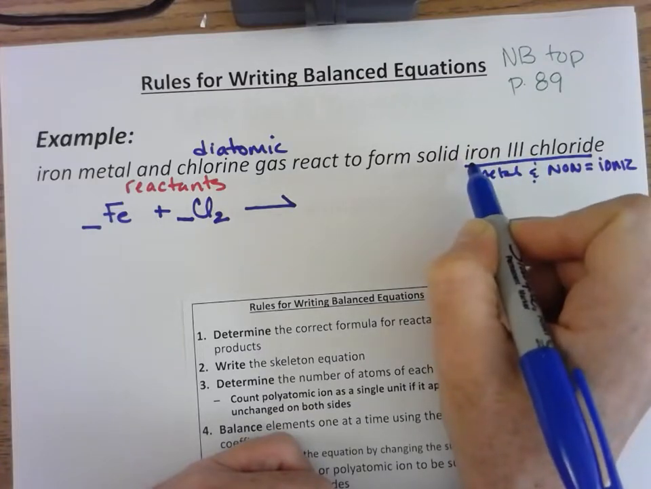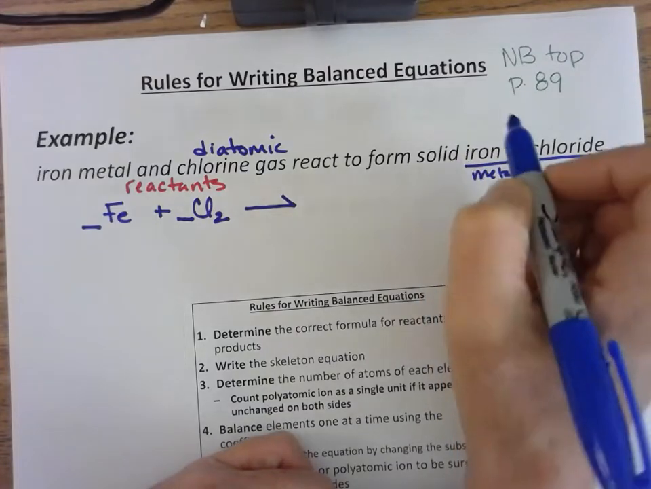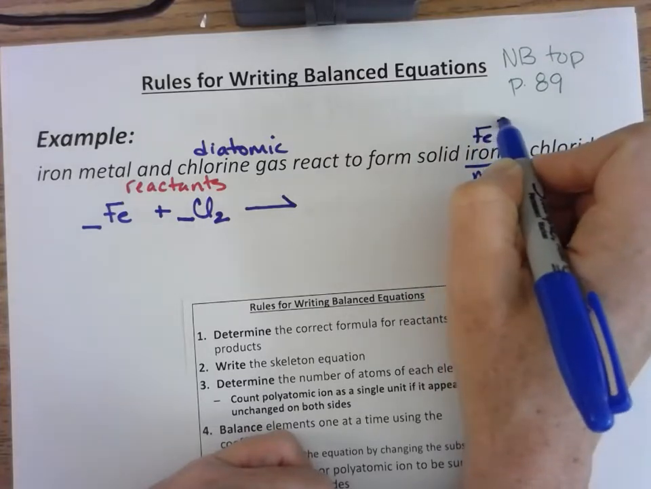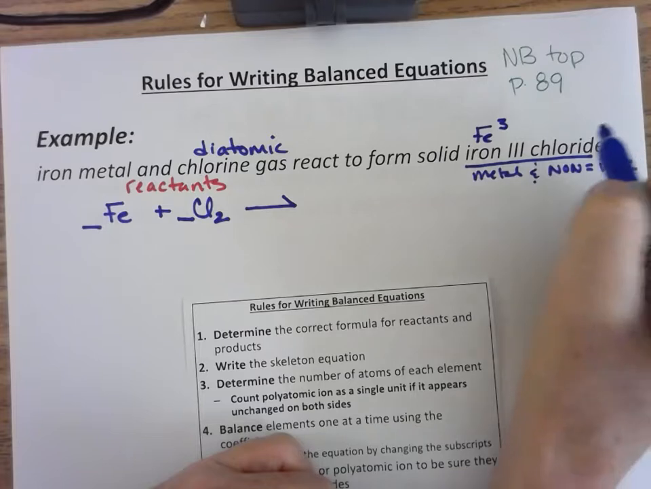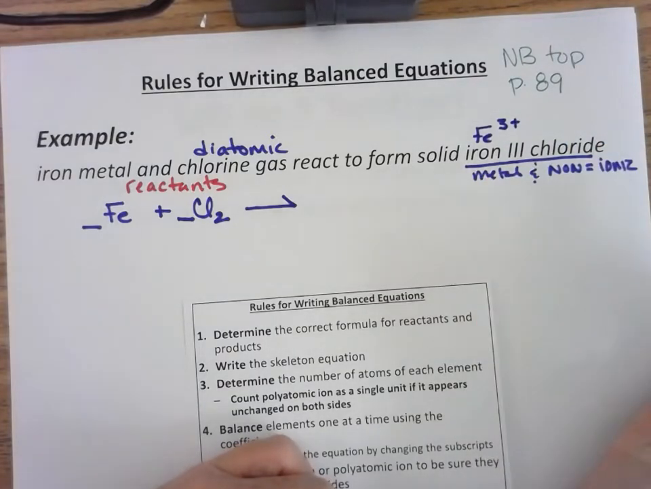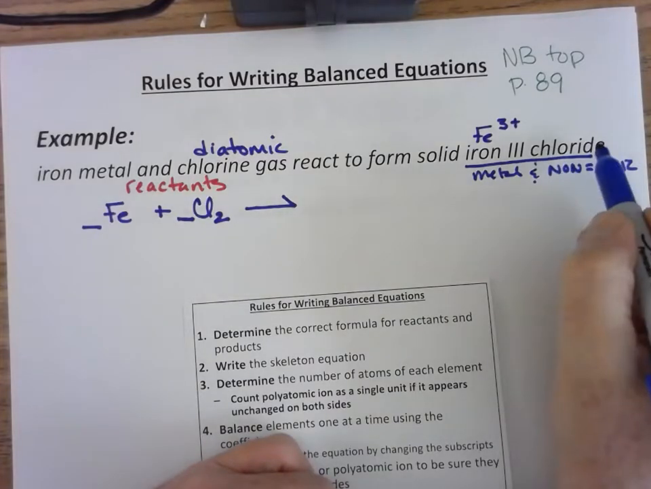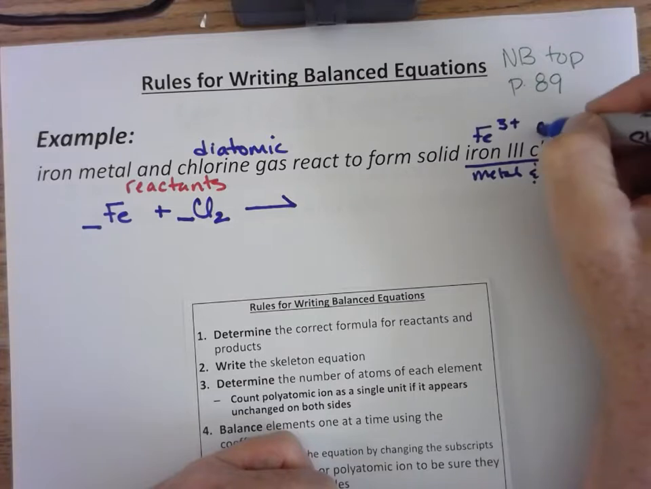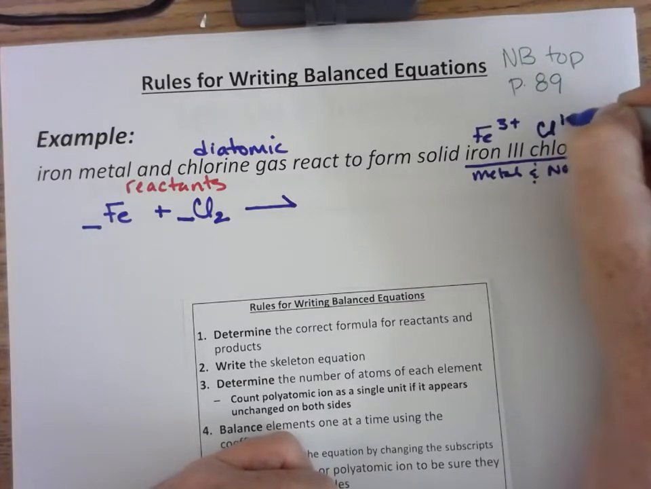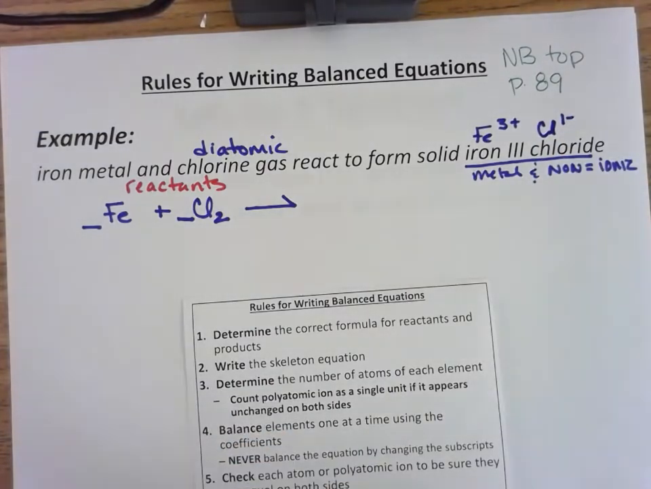Iron(III), the Roman numeral tells me the charge, so I know it's 3, and iron is a metal, therefore it's going to form a cation, so it's going to have a 3+ charge. Chloride comes from chlorine. It is a halogen in group 7A. It is a nonmetal. It has 7 valence electrons, and it's going to gain 1 electron to achieve an octet, giving it a -1 charge.